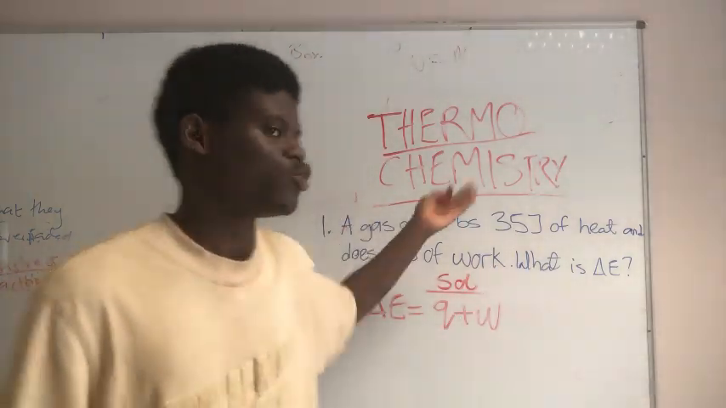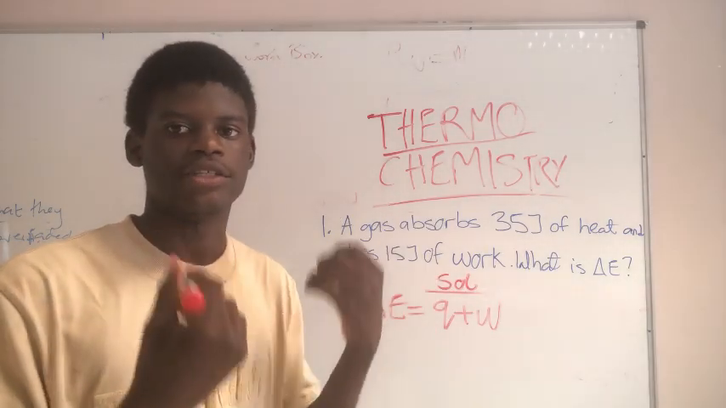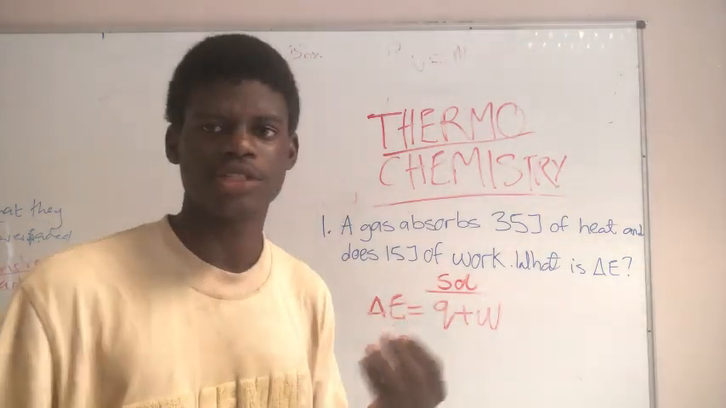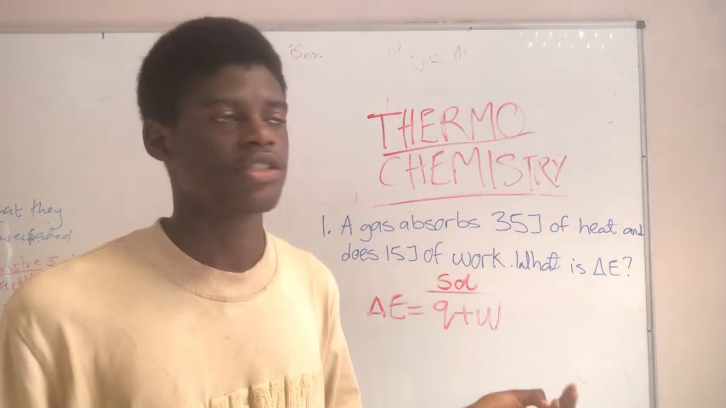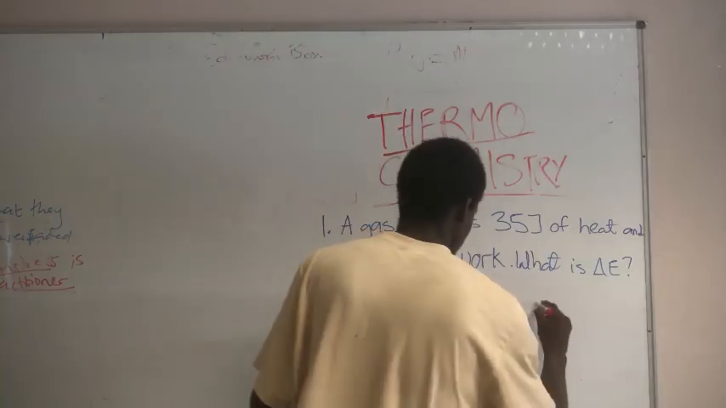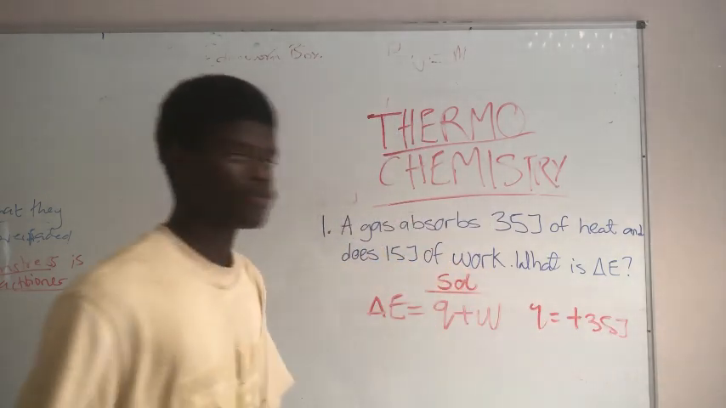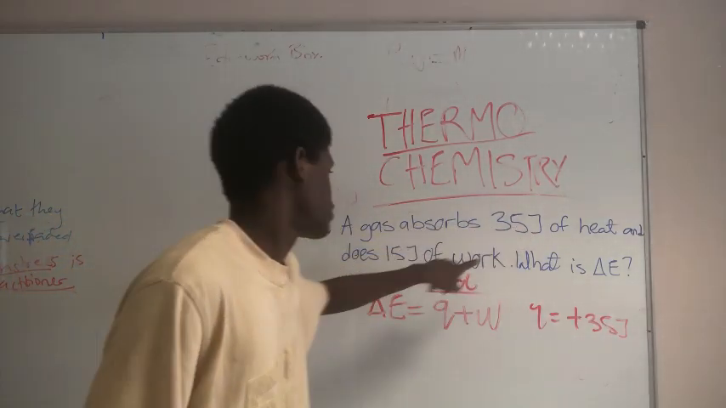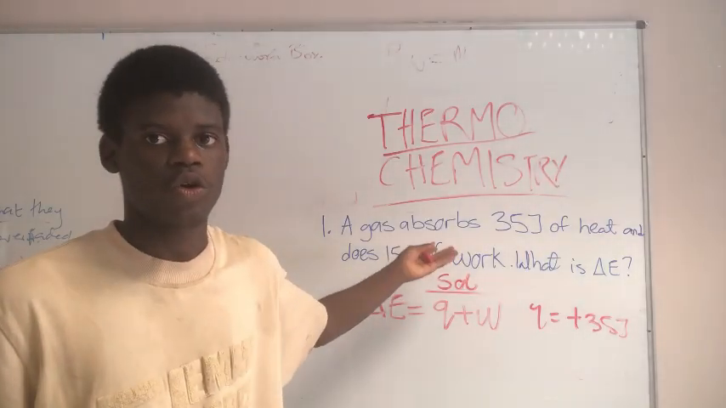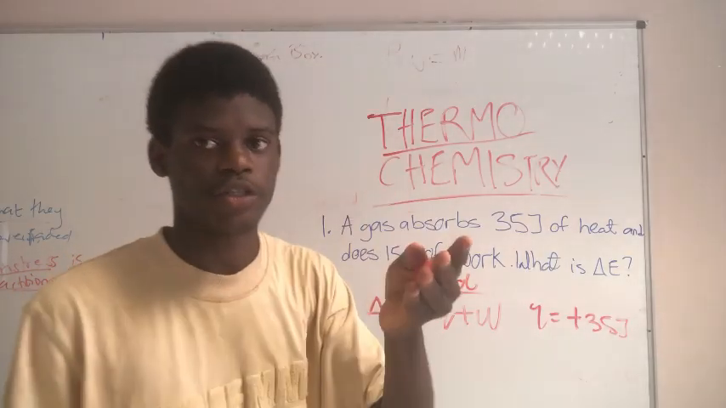They said a gas absorbs 35 joules. I explained that when heat is added, it is positive. So when something absorbs, that means it's added to it, so that's positive. That means Q is plus 35 joule. You can see both quantity of heat and work done are in joule, because energy is in joule. I didn't mention that, I'm mentioning it now.